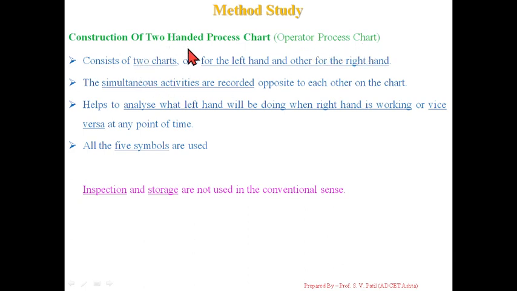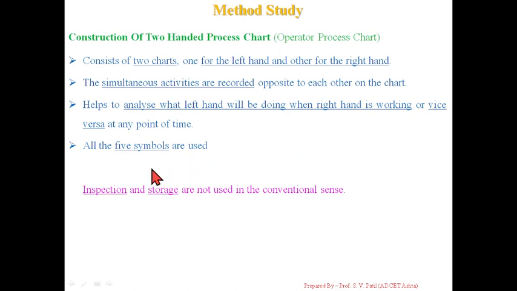Here it will consist of two different charts, one for the left hand and the other for the right hand. It is possible to record the simultaneous activities that are performed by both hands. It helps to analyze what the left hand will be doing when the right hand is working, or vice versa.